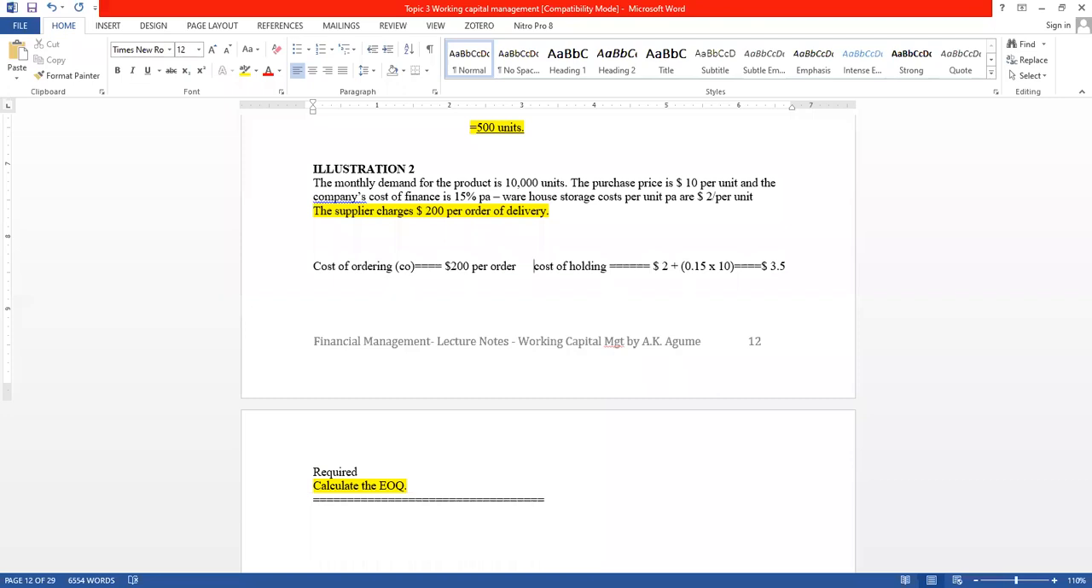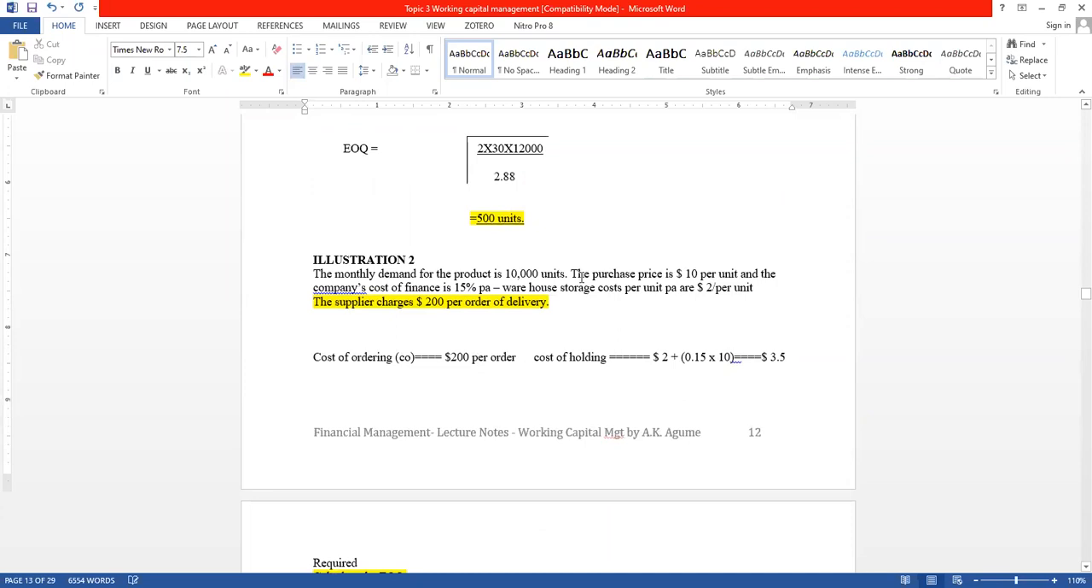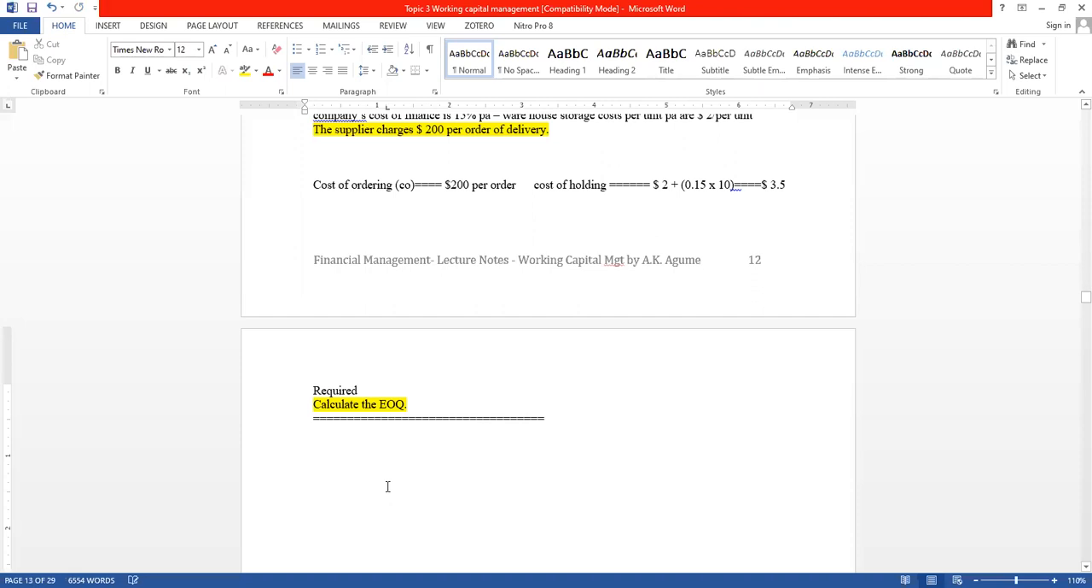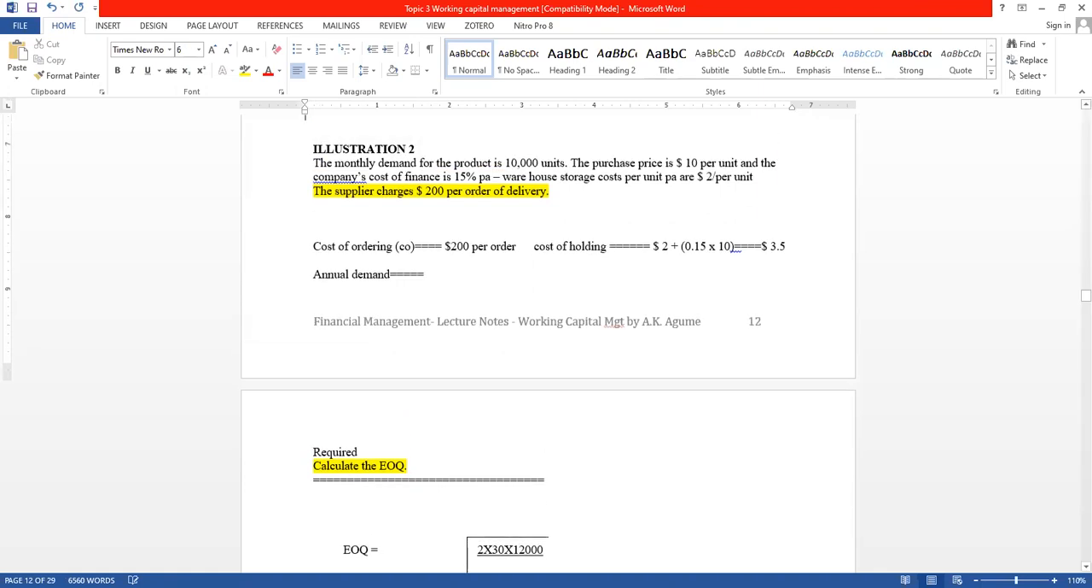So having identified those two, then I can determine my EOQ. It's going to be 2 times... I need to also know the annual demand. So my annual demand is what? Yes, I've been given the monthly: 10,000 times 12. So we multiply this by 12. So that gives me 120,000.